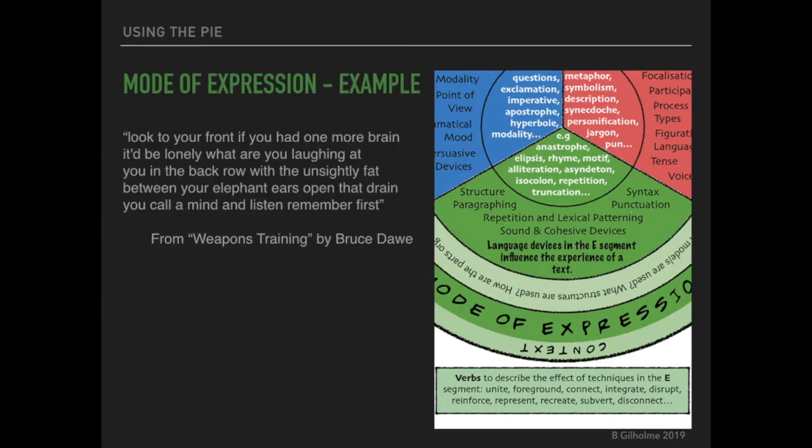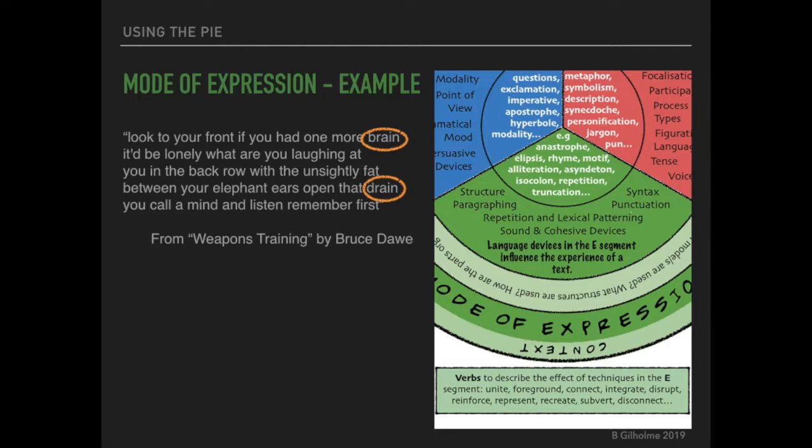If we have another look at our example, I've got once again the same quote, and this time I've identified rhyme. Rhyme's a pretty easy one. You can see that it's in the middle there, with other examples like anastrophe, ellipsis, motif, alliteration, asyndeton, isocolon, repetition, and truncation. You'll see that they're all techniques that are somehow playing with the structure: the way that the words are ordered, the patterns, and how that information is organized.